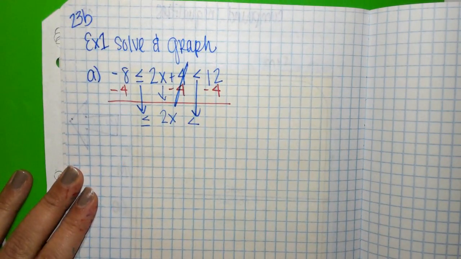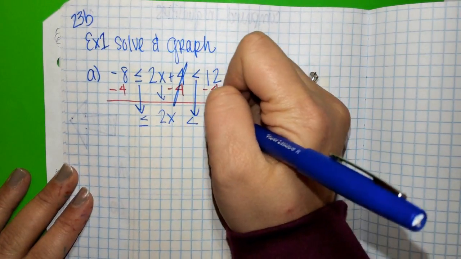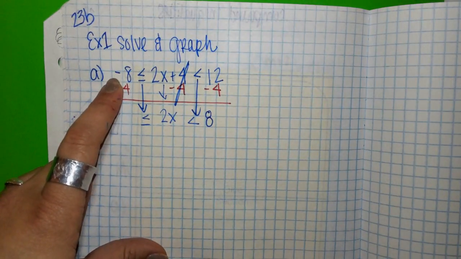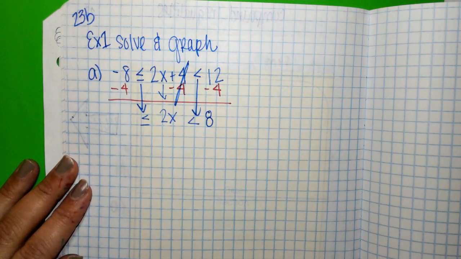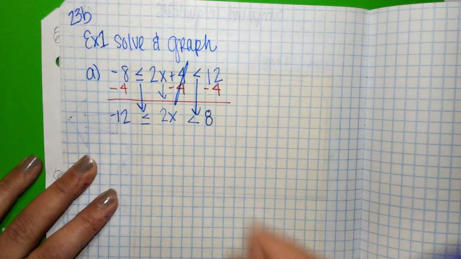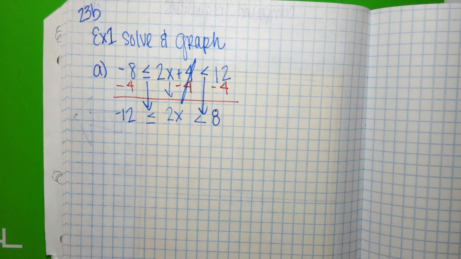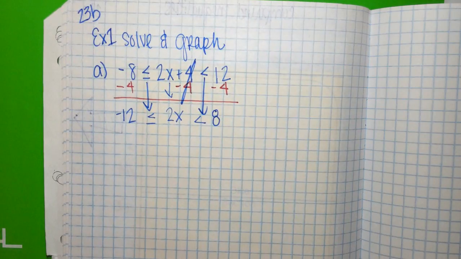All right, what is 12 minus 4? 8. What is negative 8 minus 4? Negative 12.